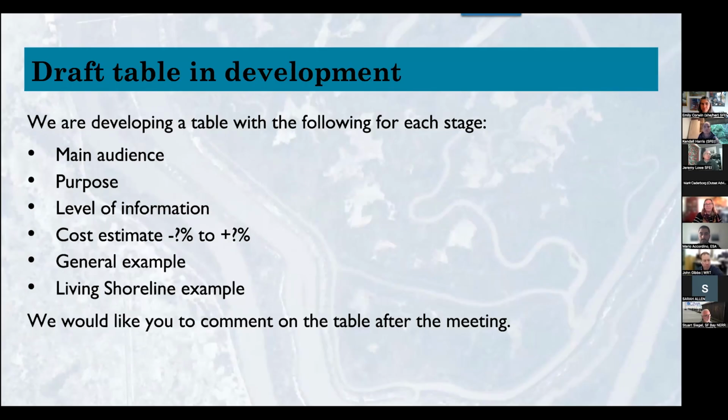Sorry, skipped ahead one. So what we're doing in the guidance is we're creating a draft table of these different stages, and we're trying to incorporate everybody's kind of different ideas about how they look at things. Some of these discussions about the stage of design already exist within agencies or within consulting businesses. They're already a standard way of doing things.